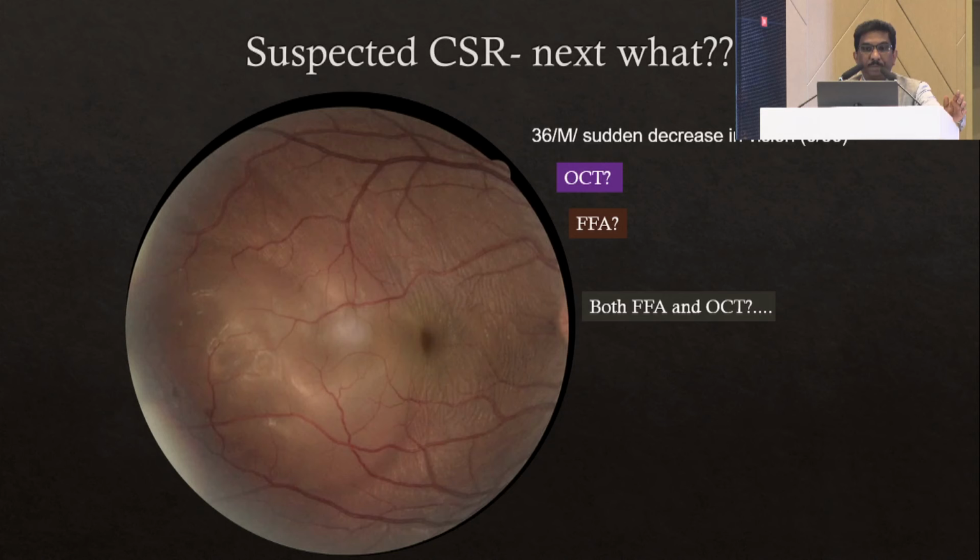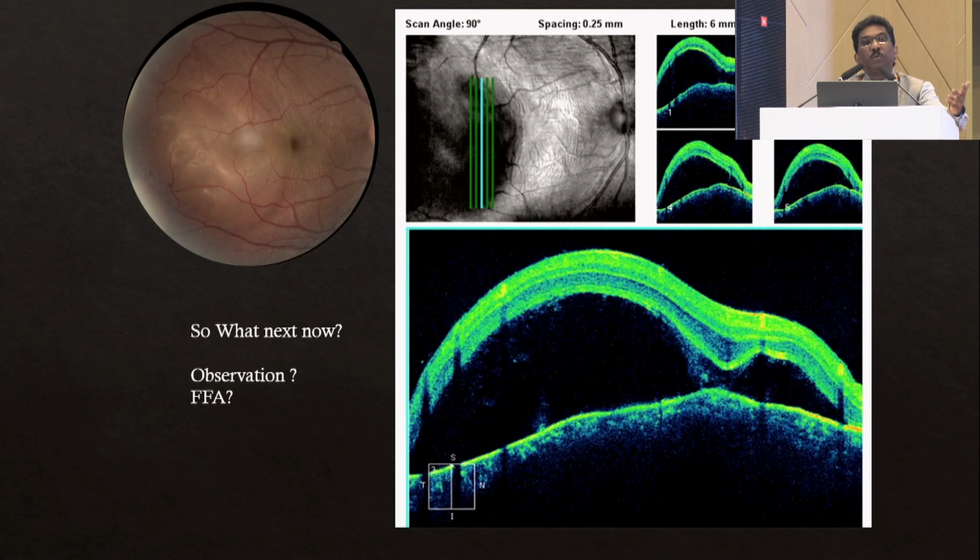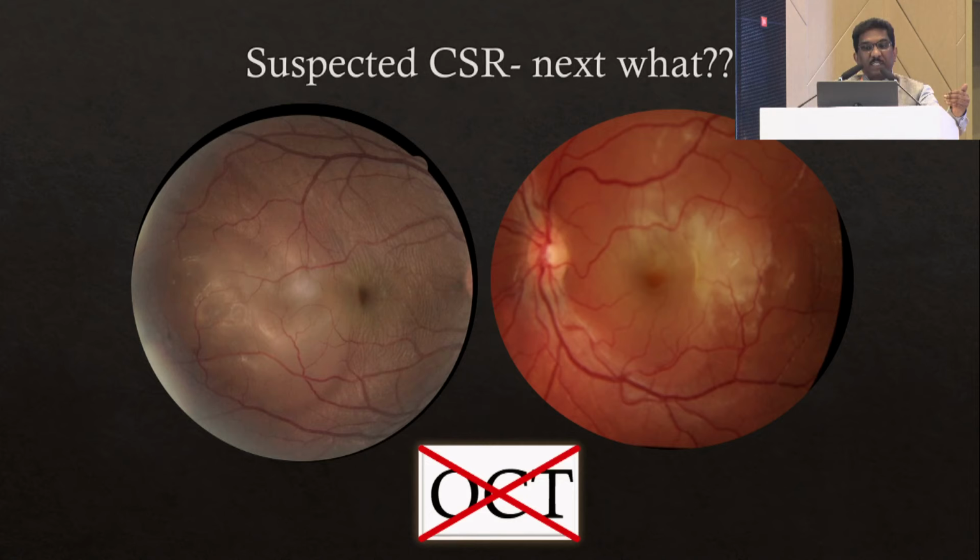Now, this is another patient who came with a sudden decrease in vision and was suspected to have a CSR. So what would be your next investigation? Would you do an OCT, would you do an FFA, or would you do both of them? Commonly we would go ahead and do an OCT. What would you explain to this patient? Would you do observation, or would you go ahead and do FFA in this patient? Well, OCT was not the next investigation to do in this patient.